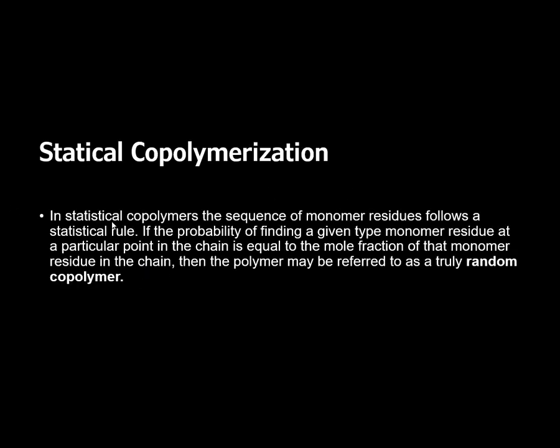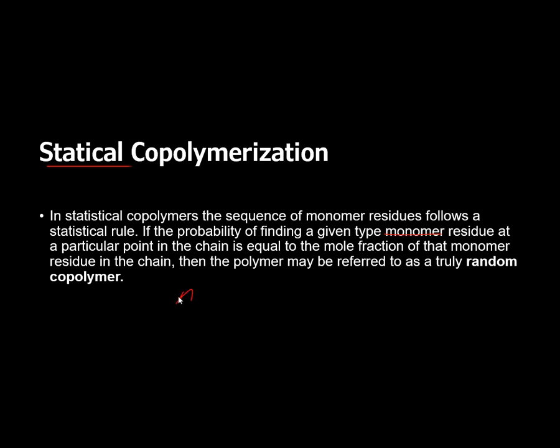Statistical copolymerization. In statistical copolymers, the sequence of monomer residues follows a statistical rule. If the probability of finding a given type of monomer residue at a particular point in the chain is equal to the mole fraction of the monomer residue in the chain, then the polymer may be referred to as a truly random copolymer. So over here they're using maths, where they consider the probability of finding a given type of monomer residue at a particular point in the chain.